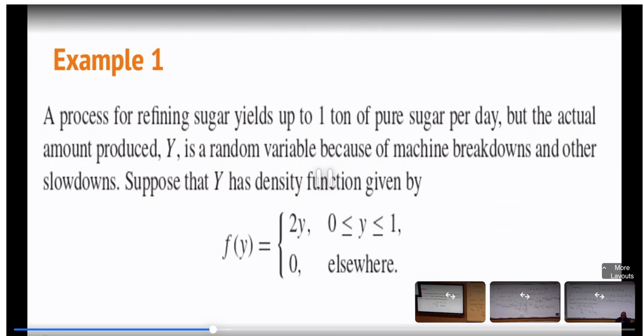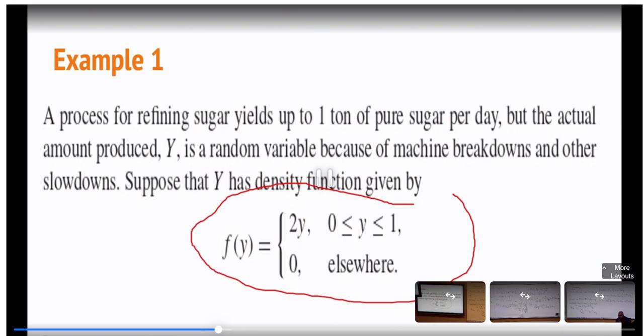A process for refining sugar yields up to 1 ton of pure sugar per day, but the actual amount produced, Y, is a random variable because of machine breakdowns and other slowdowns. Suppose that Y has a density function. Now, if you take a look at what we have here, Y, I'm actually going to refer to it as an old variable. Okay, it has a PDF, 2y.